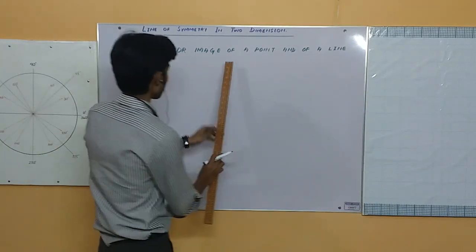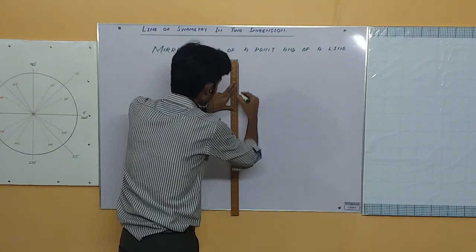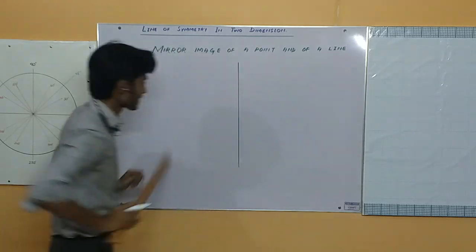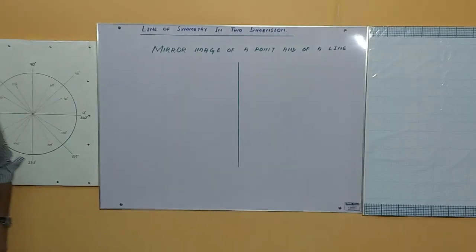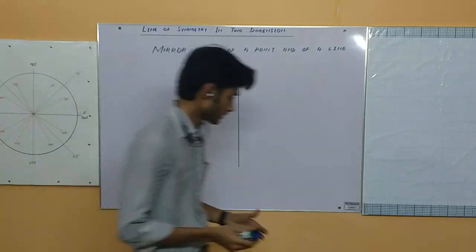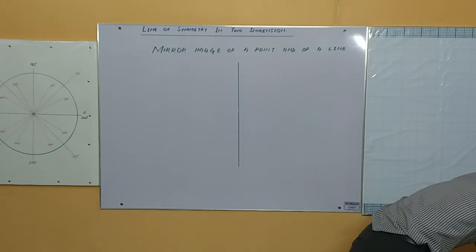Okay. Let me draw an axis of symmetry with this. This is now the axis of symmetry, much straight and much better. Okay. Let me try this.